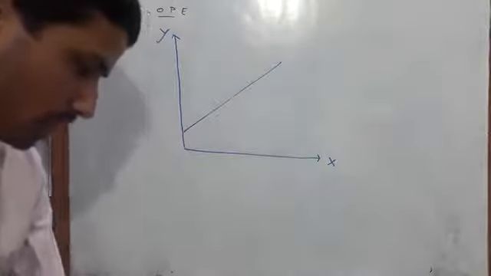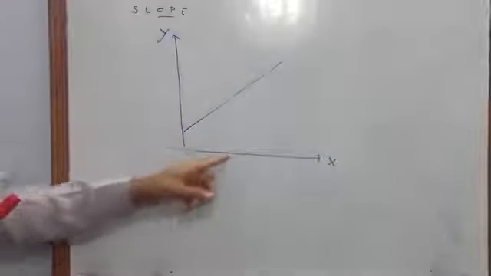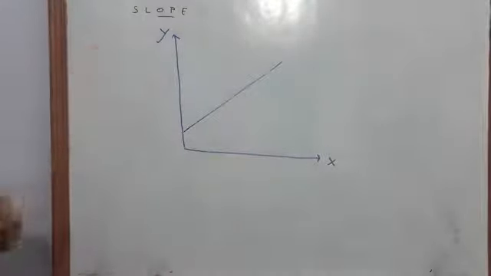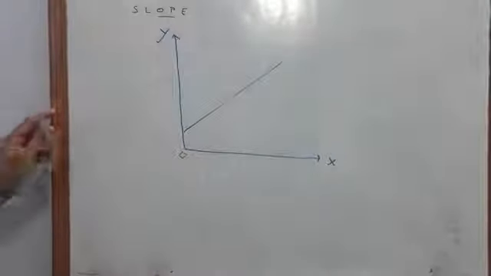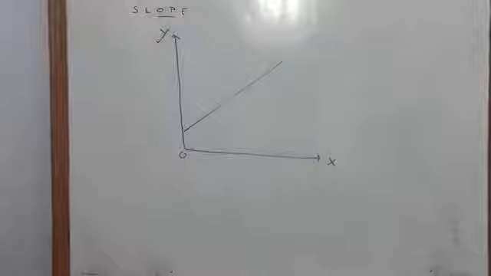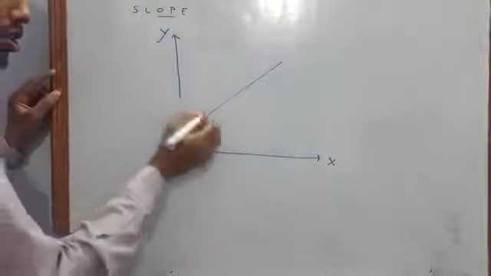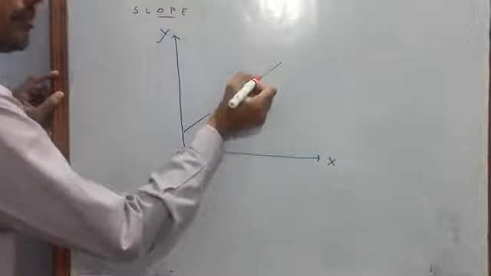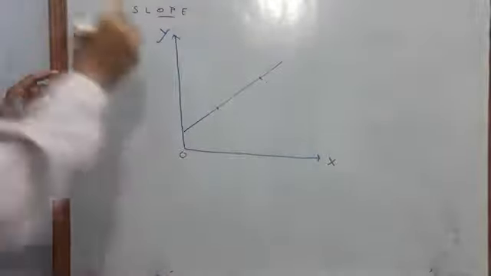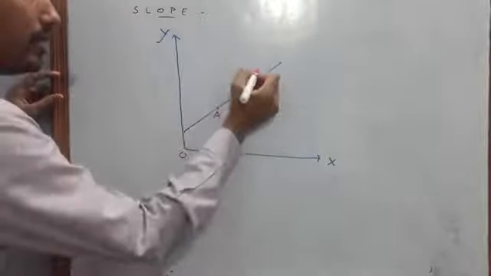You can see on the screen I have drawn a linear graph. This is x-axis, this is y-axis, and this we take as origin. Suppose we wish to find what is the slope of this particular graph. For finding slope, the first step is to see 2 points on the graph. Let me name them as A and B.